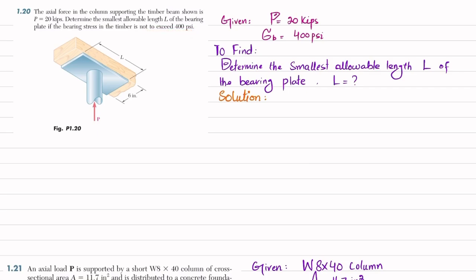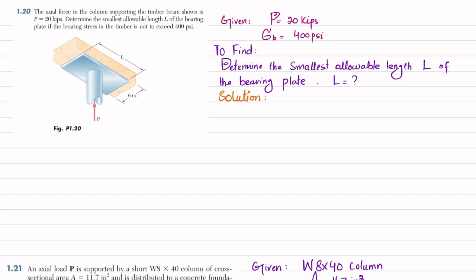So you can see this is the column support having a load P which is 20 kips. This is the bearing plate and this is the timber beam which is supported by this bearing plate and this support column. So load is given, bearing stress is given, so you have to determine the smallest length of the bearing plate. The width is given as 6 inch. So let's start with the solution.